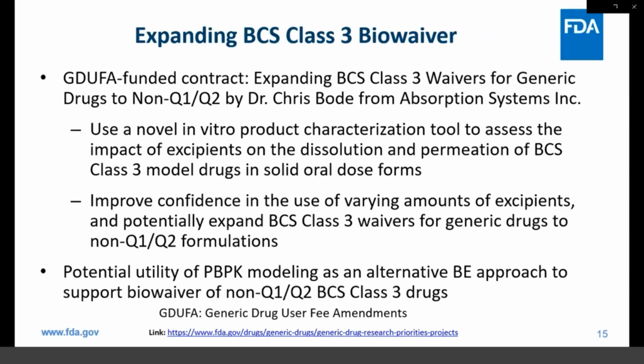The research results could increase the confidence of using varying amounts of excipients. In addition, to investigate the impact of excipients on the in vivo performance of BCS Class 3 drugs, PBPK modeling may potentially be used as an alternative BE approach and to support Biowaiver of non-Q1 and Q2 BCS Class 3 generic drugs.